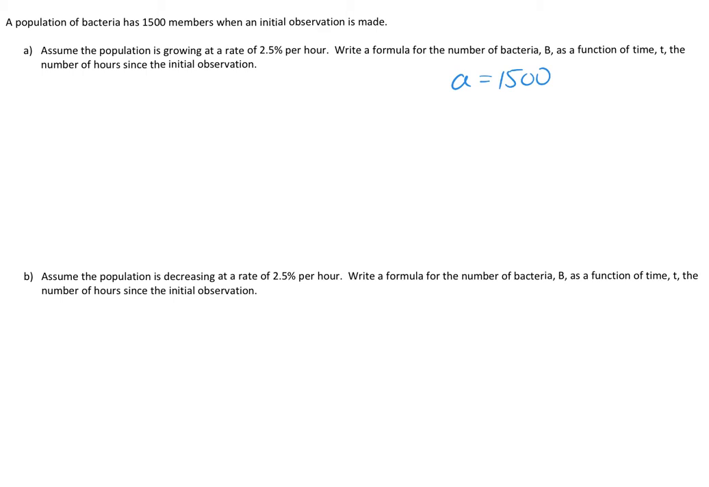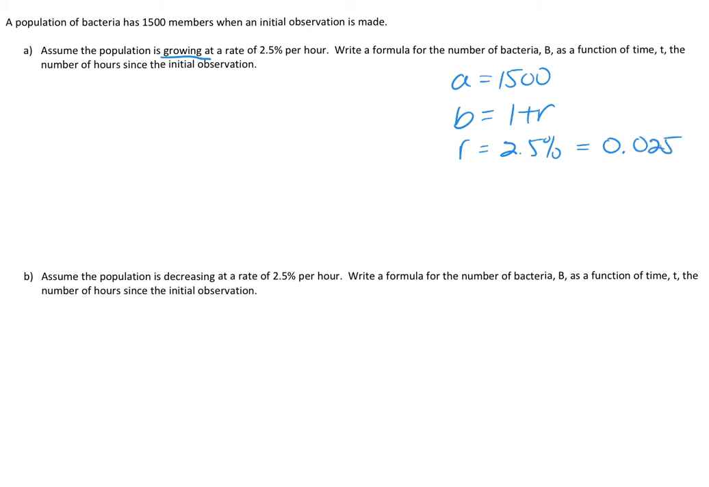And then in scenario A, we want to assume that the population is growing. Because it's growing, we know that our growth factor is going to be 1 plus R. You're always going to use 1 plus R when you have growth. Let's write down what R is. R is 2.5% per hour. So go ahead and convert that percent to its equivalent decimal and make sure you do it correctly.